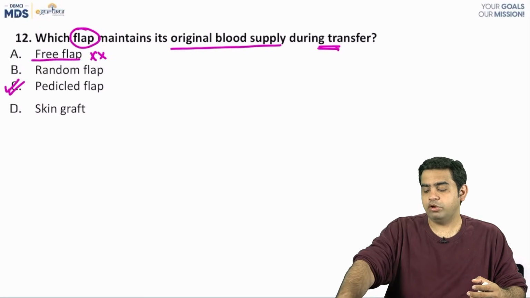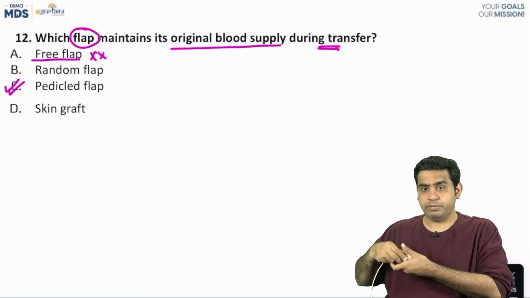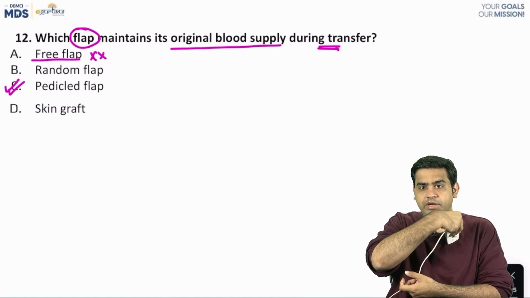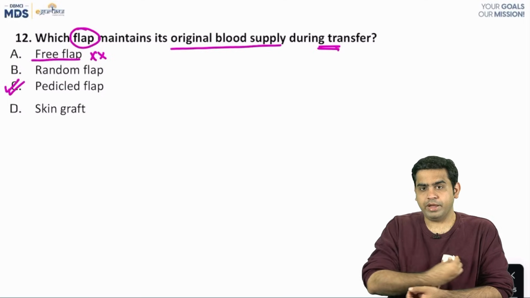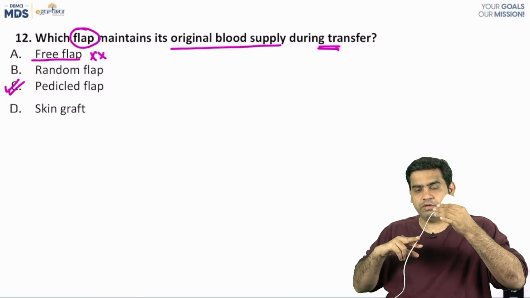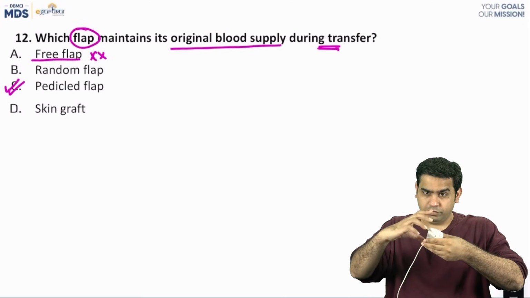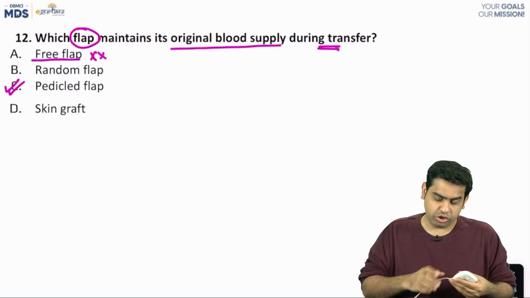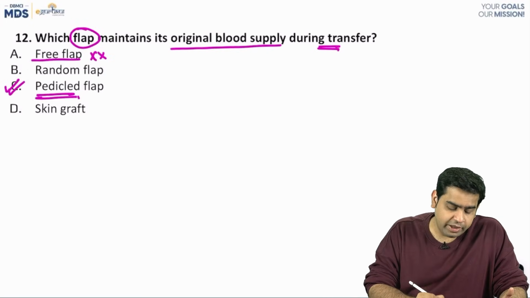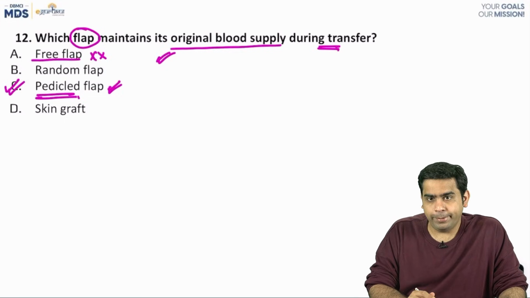In the pedicled flap, let's say this is the vessel which is attached to this particular flap. You are taking this flap from here and tunneling it and putting it, let's say, over here. Are you understanding? So the vessel is still attached. You are not cutting this particular vessel. In the free flap, you cut the vessel, you take the remaining part of the vessel with the flap and you put it at the other location. I hope you're able to appreciate. So what is this? This is a pedicled flap. Which flap maintains its original blood supply? The answer is pedicled flap.